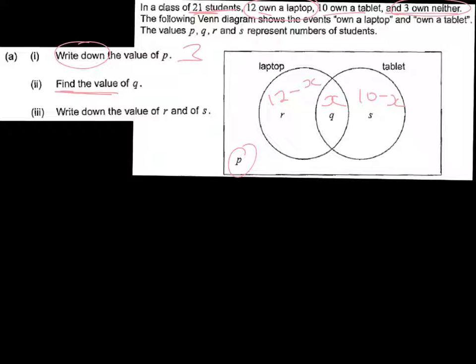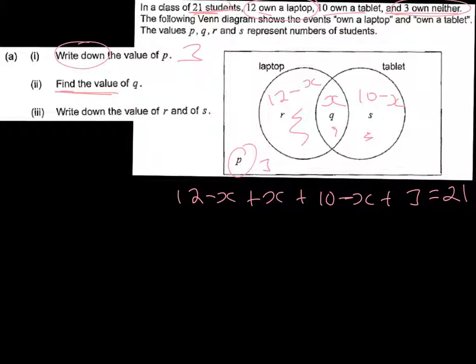Now we know in total there are 21 students, and we said P was 3. So 12 minus X, which is this region here, plus X, the intersection here, plus 10 minus X, this region here, plus 3, which is everything on the outside, equals 21, the total number of students. We can solve that to get X equals 4, and of course here X is representing Q, so therefore Q equals 4.